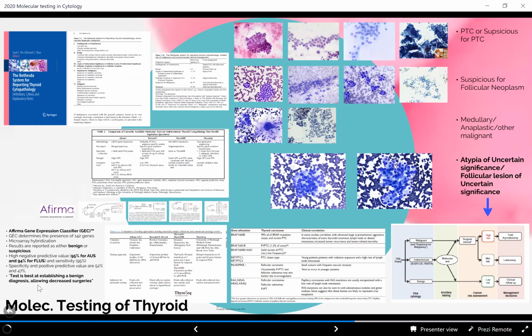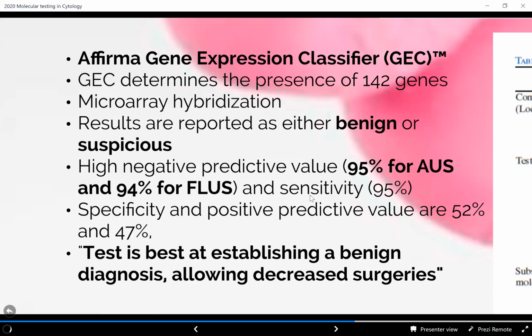So a lot of times the reports are either benign or suspicious. They have a high negative predictive value, so 95% for AUS, 95% for FLUS. Specificity and positive predictive value are 52 and 47. So the test is best at establishing a benign diagnosis, allowing decreased number of surgeries. That's for thyroid.